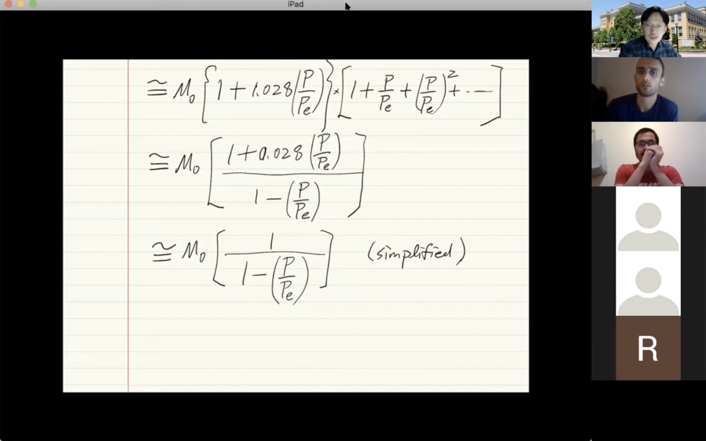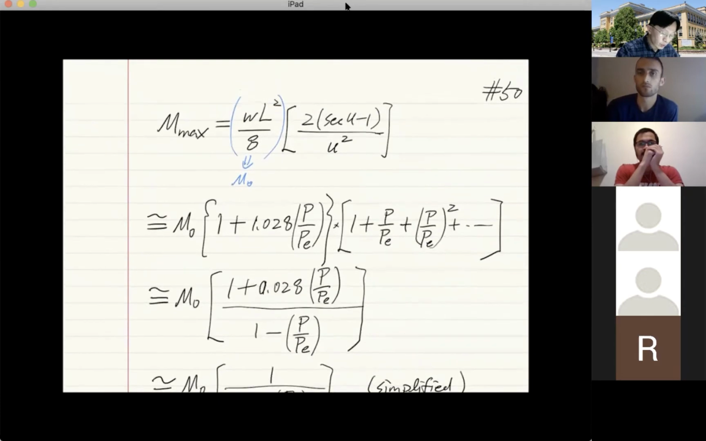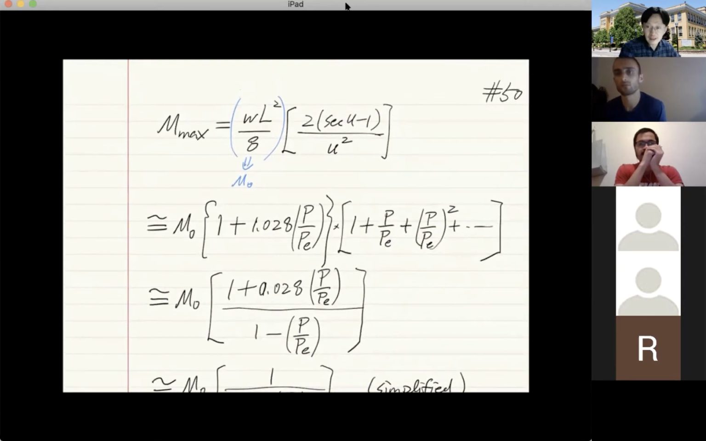That means there's no amplification, right? Everything goes back to what? In this case, it is WL squared over 8. That is a linear effect, which makes sense, right? When there's no axial force, there's no moment amplification. Of course, that makes sense.